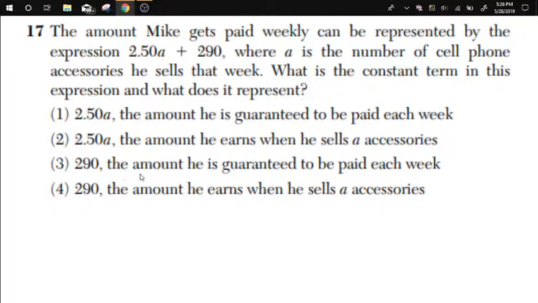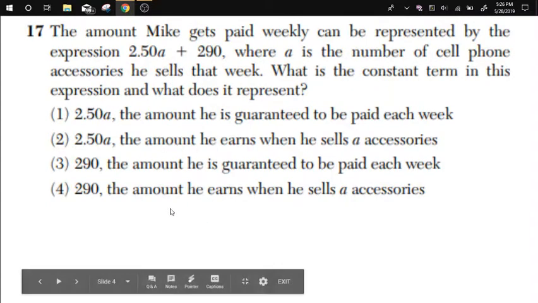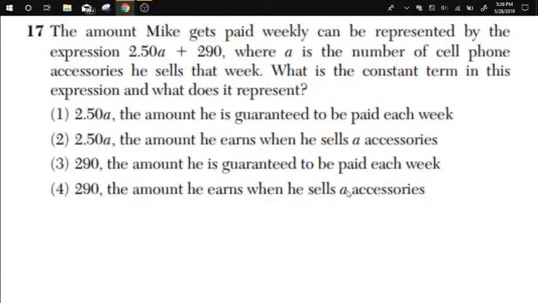So now we need to choose if it's the amount he is guaranteed to be paid each week, or the amount he earns while he sells A accessories. See how the A value doesn't really have an effect on the 290. It's always going to remain 290 because it's not being multiplied by that A. It's just being added. So the 290 won't be affected by the variable A, so it's not number 4. So the answer is 3, the amount he is guaranteed to be paid each week, because even if he sells 0 phones in a week, he's still guaranteed $290.